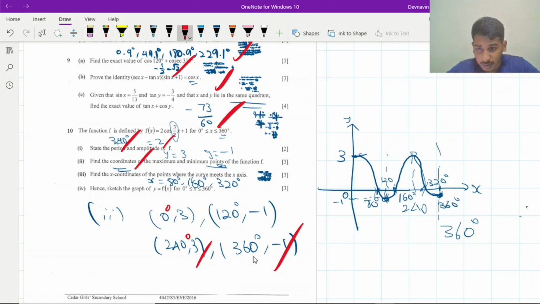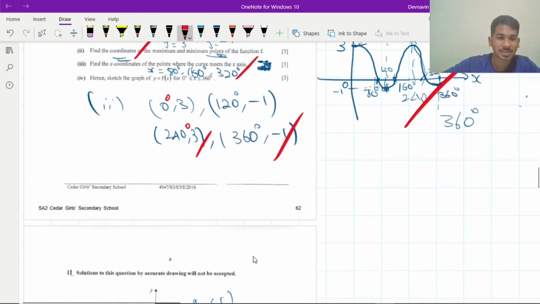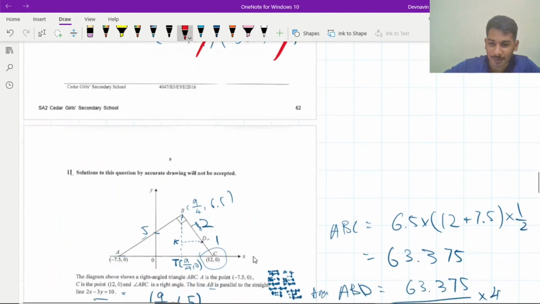Find the x coordinate. 80 degrees, 160 degrees, 320 degrees. 80, 160, 320. Okay. Sketch the graph. It looks perfect. Like they have, yeah. I mean, obviously you need to do more. Oh, no, it's perfect. Yeah.